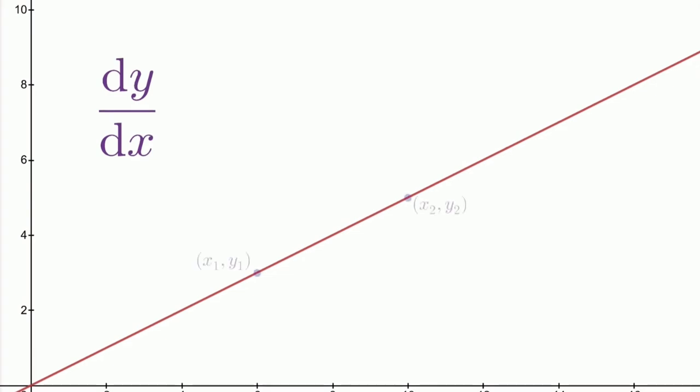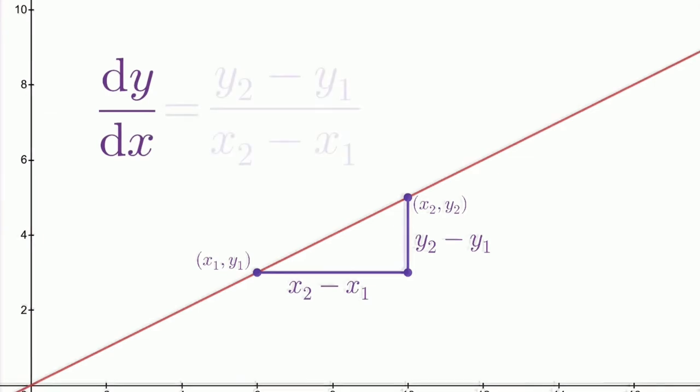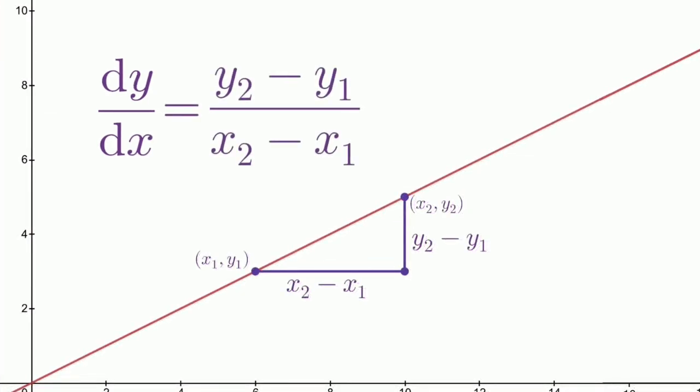So if we pick 2 points on this line, we'll call them (x1, y1) and (x2, y2), we can look at the differences in y and the differences in x. If you divide the change in y by the change in x, we're left with (y2 minus y1) over (x2 minus x1). So for a given straight line, we can work out the gradient to be the change in y divided by the change in x, if you know the 2 points.